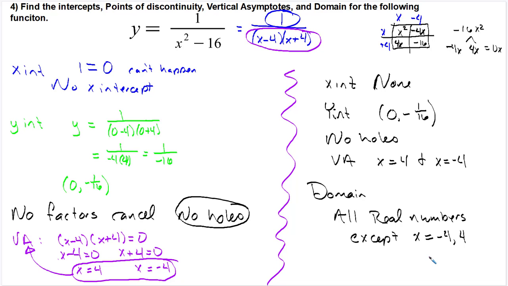So in this one, there was no x-intercept because there was nothing in that numerator that can be set equal to 0. Our y-intercept is 0, -1/16. We had no holes because there's nothing that could cancel, but we did have two vertical asymptotes at 4 and -4. And so our domain was all real numbers except for 4 and -4.